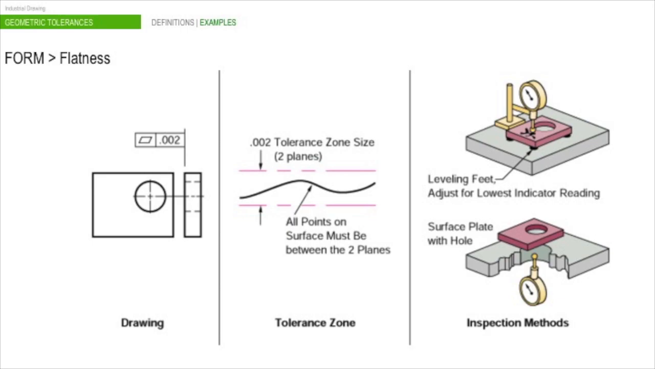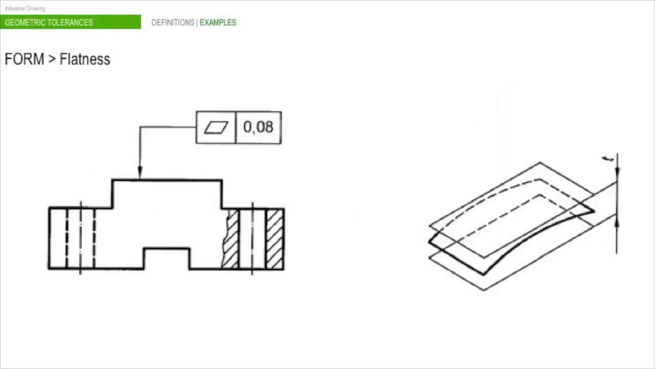This is the flatness characteristic. In this case, the tolerance zone is a zone held between two parallel planes a certain distance apart. In this example, all points must be between two planes 2 microns apart. In this example, every point on the top surface must be within two parallel planes a distance 80 microns apart.